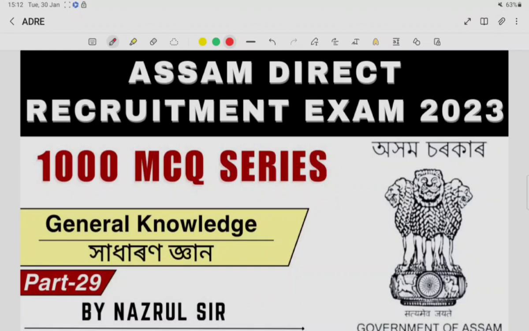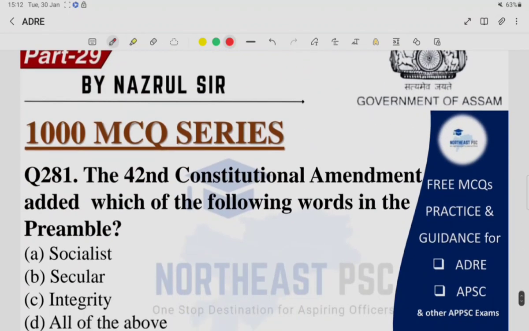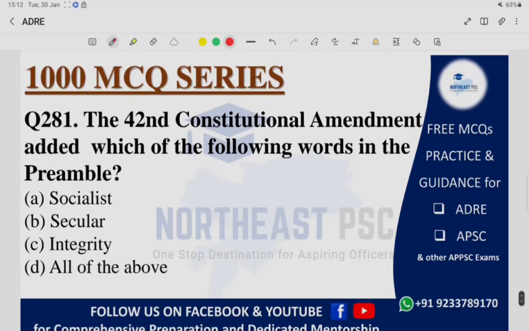So moving ahead with today's first question: the 42nd Constitutional Amendment Act added which of the following words in the preamble? The 42nd Constitutional Amendment Act happened in the year 1976.